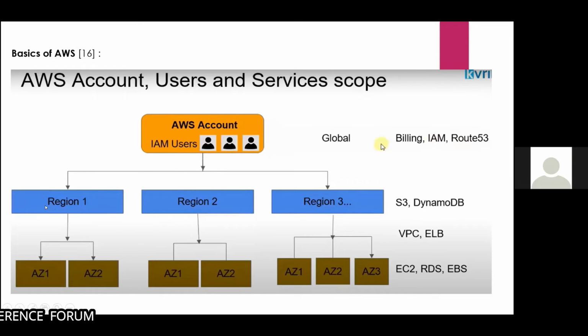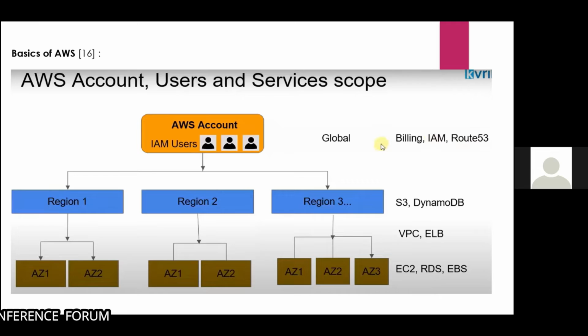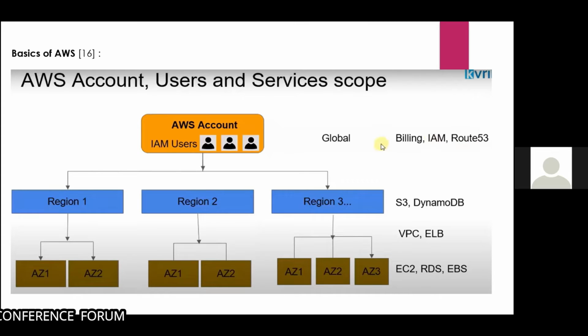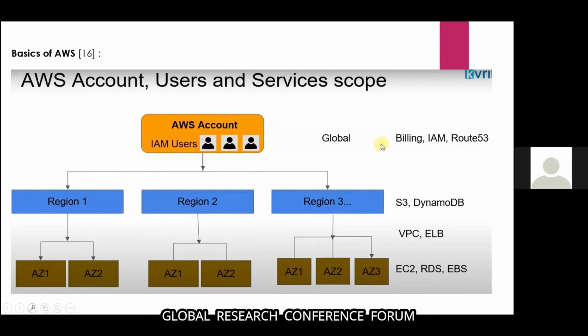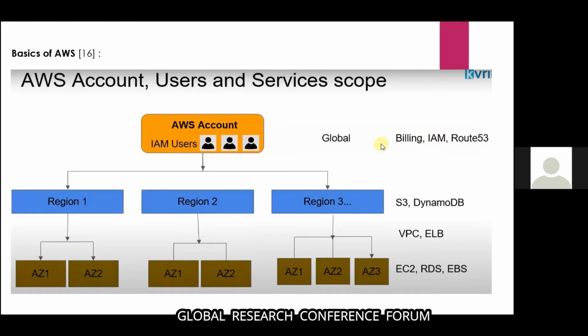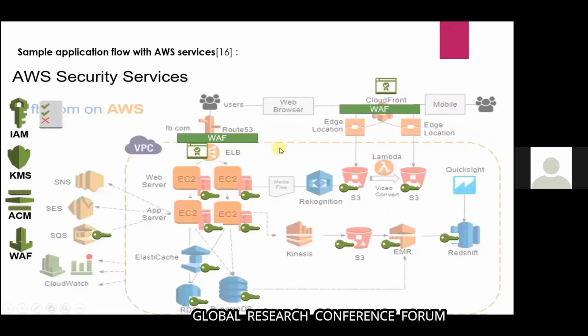At the regions level, it will have S3 and DynamoDB. DynamoDB is a NoSQL database, and S3 is a Simple Storage Service. And the last one is the AZ, that is, Availability Zones. Different zones are available, and those zones will have EC2 instances, the RDS and EBS. That is a balancing system, and RDS is a SQL database. So these are the application flow for the AWS services.